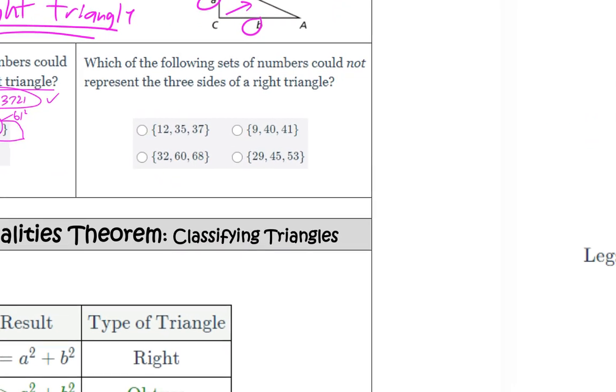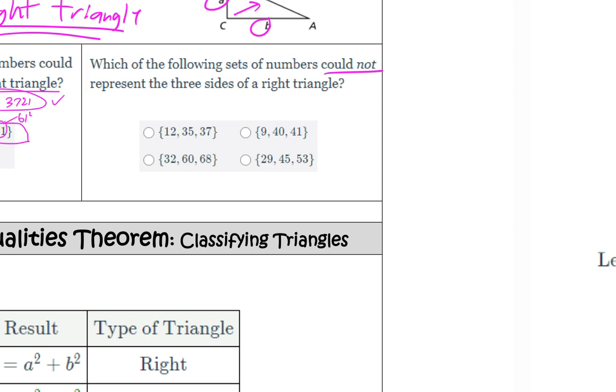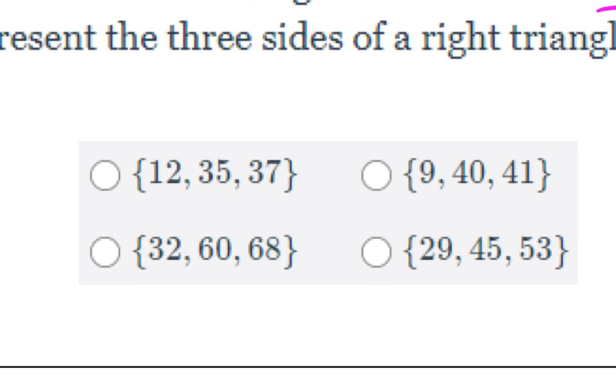Our next one, as you might imagine, asks which one could not be a right triangle. If it could not, it has to be false. So if we ask ourselves whether a squared plus b squared equals c squared, it has to be false; it has to not equal. Let's get into an example on that one. We would compare all these. For instance, on this one right over here, we would say 37 squared, because that one's the longest, and we'd compare it to 12 squared plus 35 squared.